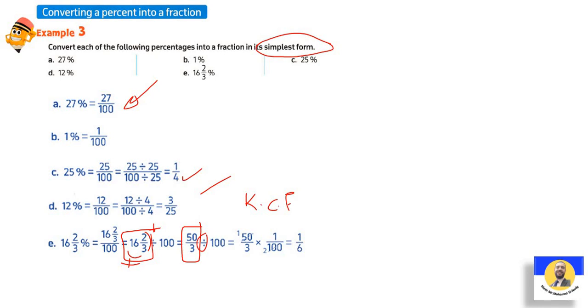Then you start to simplify. Divide by 5, it's 1, and divide 50 by 50, it's 1, so 1 by 1 is 1, and 3 by 2 equals 6. So here we divided the 50 by 50 and it's 1, and here we divided by 50 as well, so this mixed number with percent equals 1 over 6.